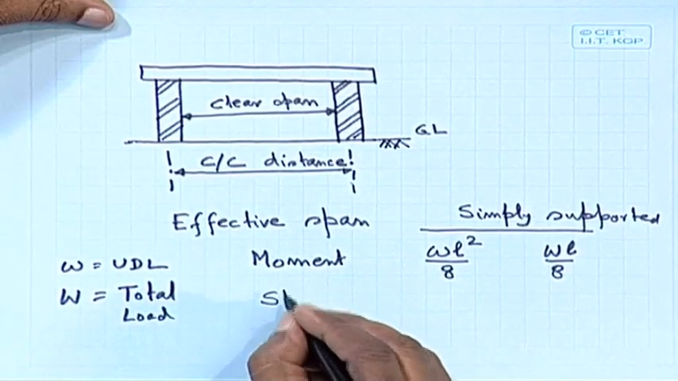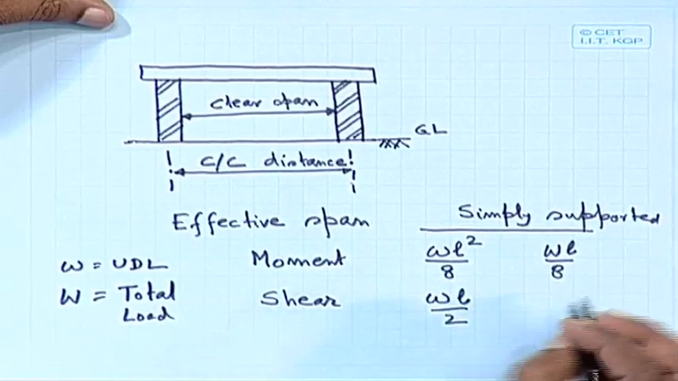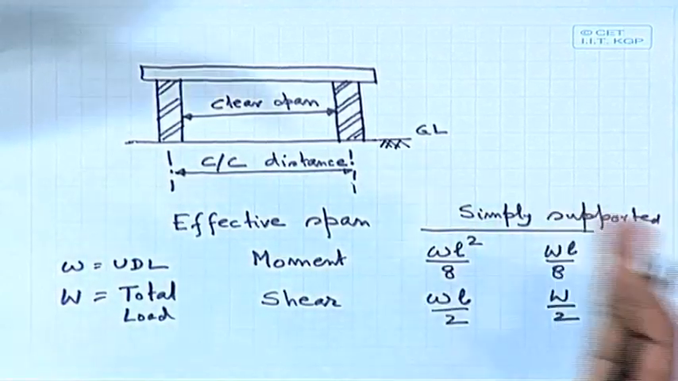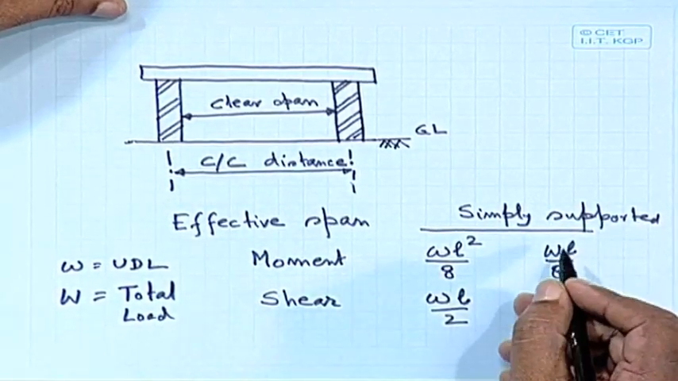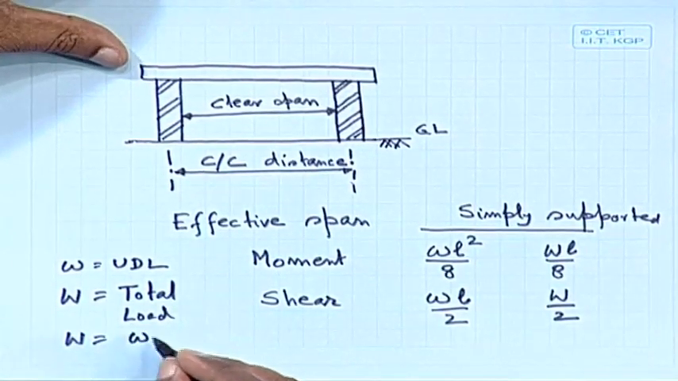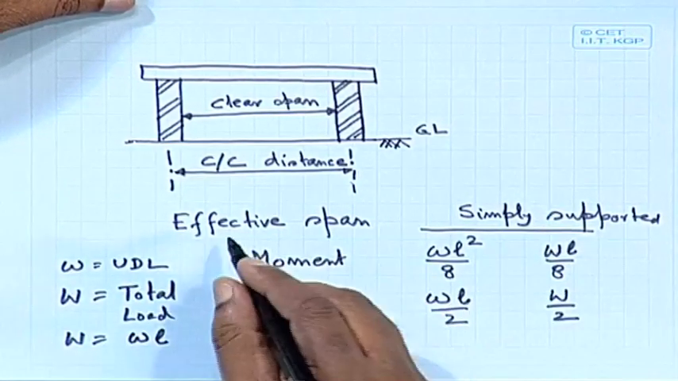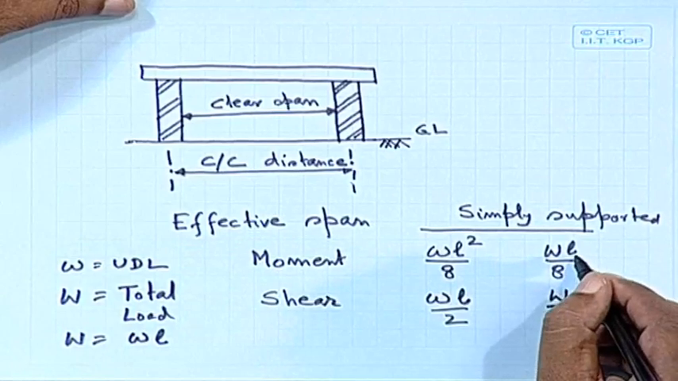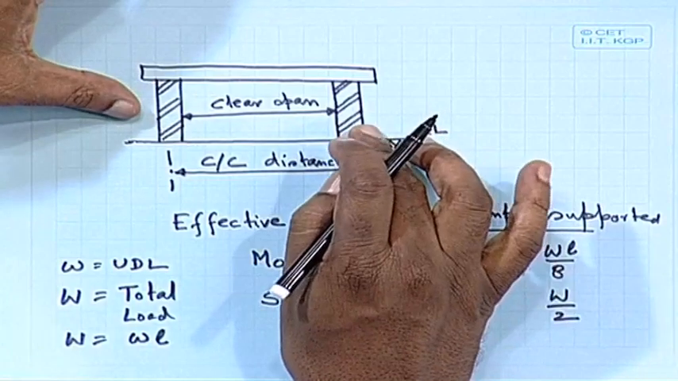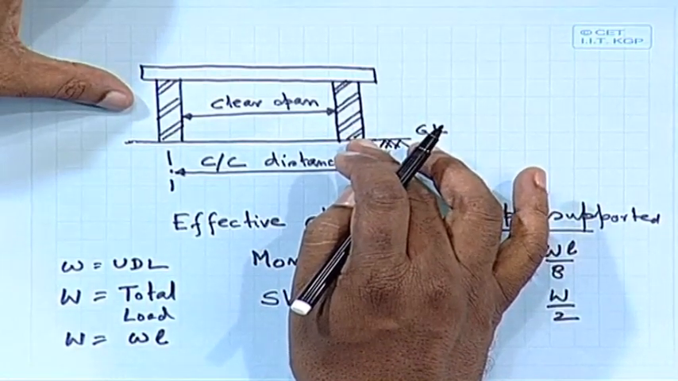Similarly, for shear, W L by 2 or simply W by 2, because you will find in codes it is written as total load. Total load is nothing but W times L. So, our interest here is to find out the effective span, or in other words, the value of L. For this simply supported case, what is the value of L, that effective span, that we have to find out.